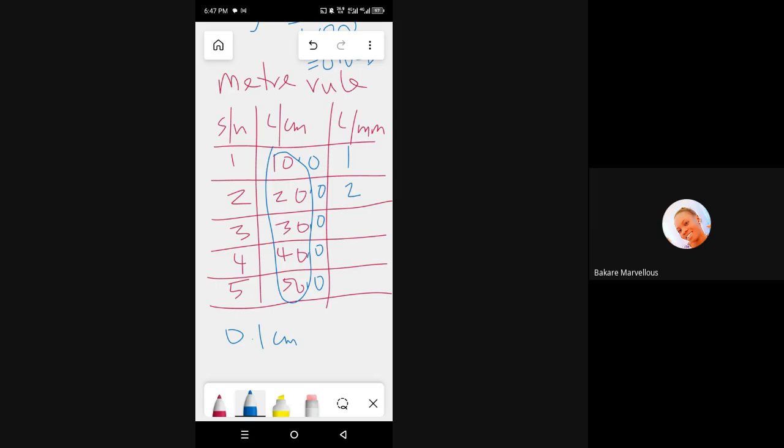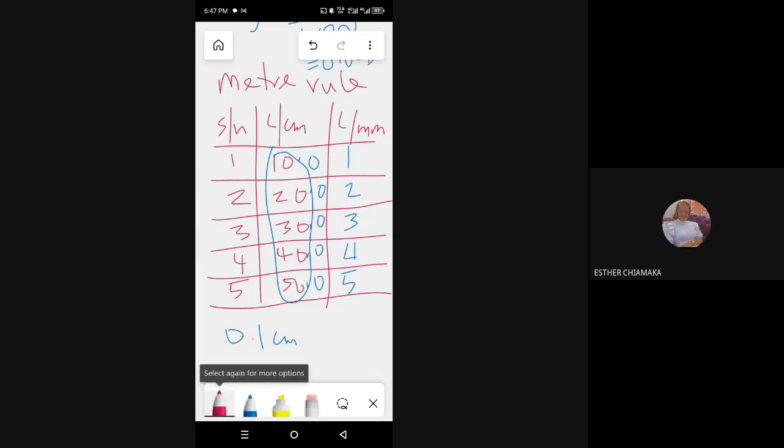3. For number 4, what will be the answer? 4. For number 5, what will be the answer? 5. Now, 10.0 and 1, are they the same?